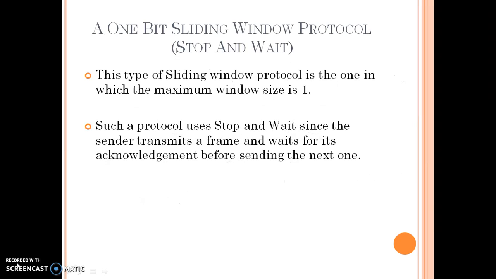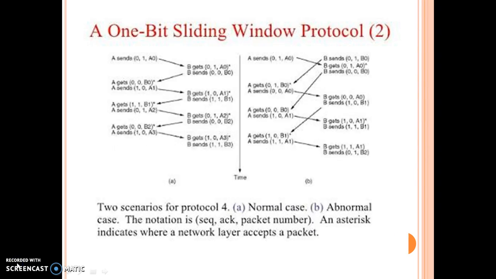Now we'll see the first type of protocol, that is the one-bit sliding window protocol or the stop and wait protocol. This type of sliding window protocol is the one in which the maximum window size is 1. Such a protocol uses stop and wait since the sender transmits a frame and waits for its acknowledgement before sending the next one. Here is an example for this protocol.